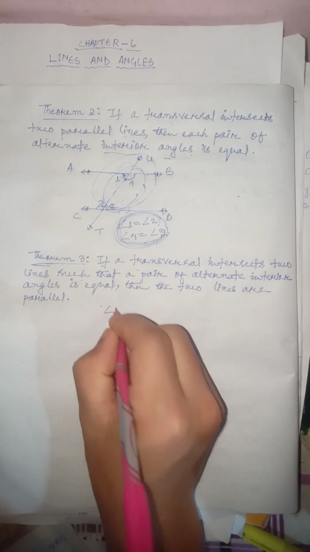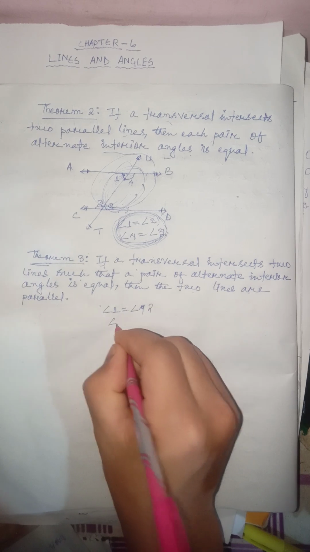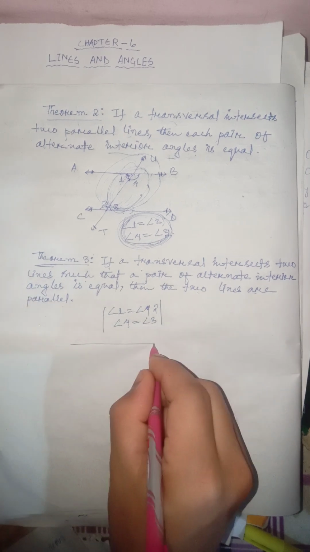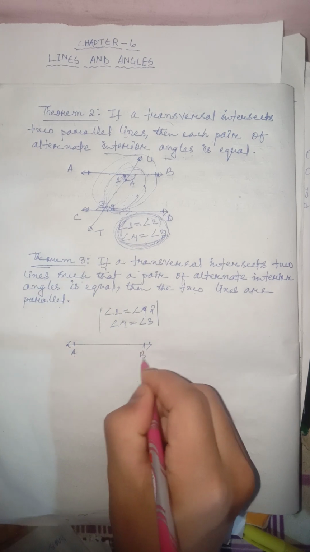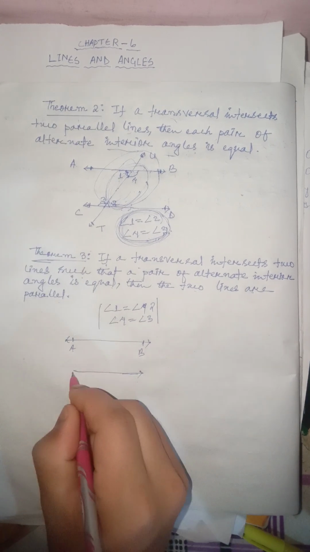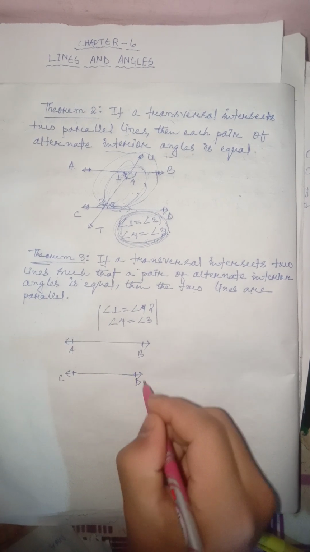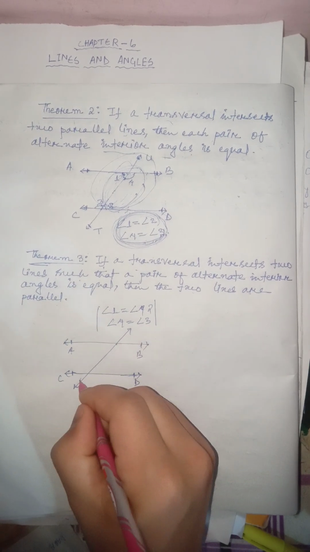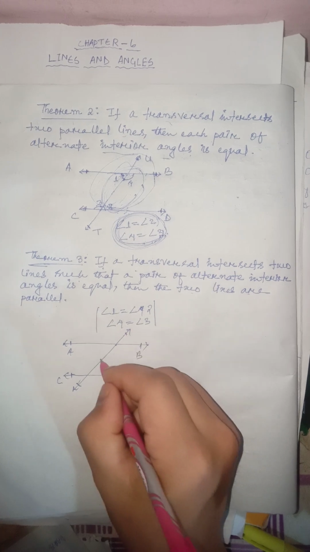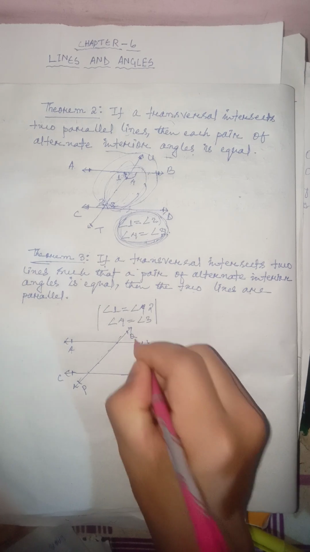Here we have angle 1 equal to angle 4, and after that we have angle 4 equal to angle 3. Now if we have these two, then we can draw a line. So let me draw this one as AB, and after that let me draw another line which is parallel to AB. I'll call it CD, and after that I'll draw another line which will intersect these two parallel lines, and I'll name this the transversal PQ.